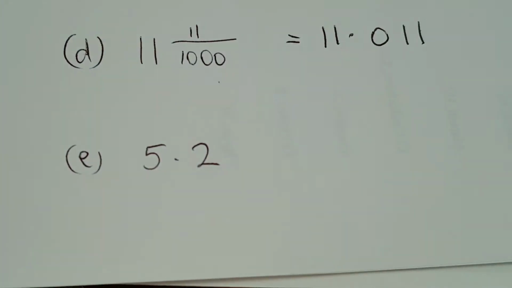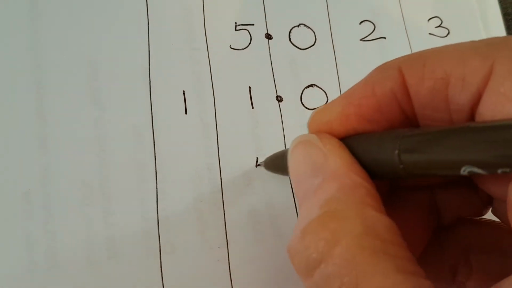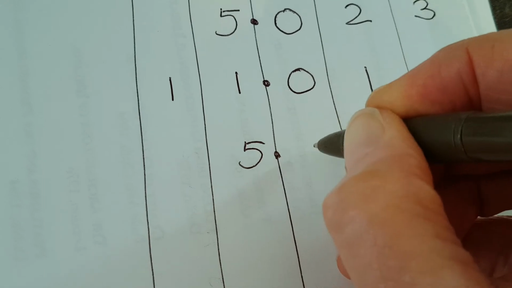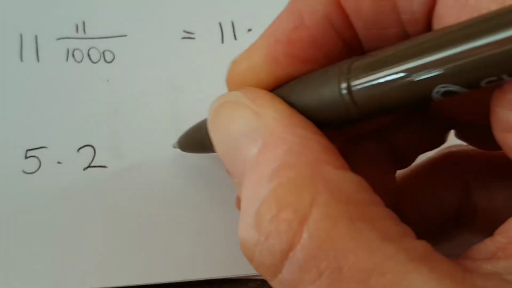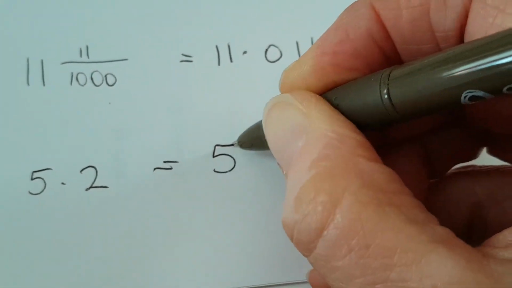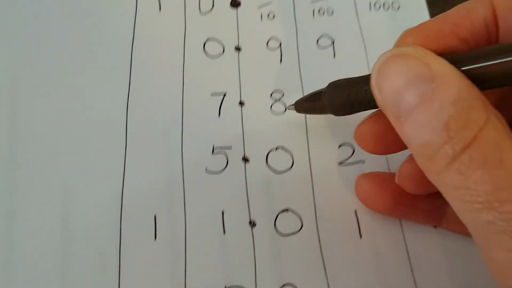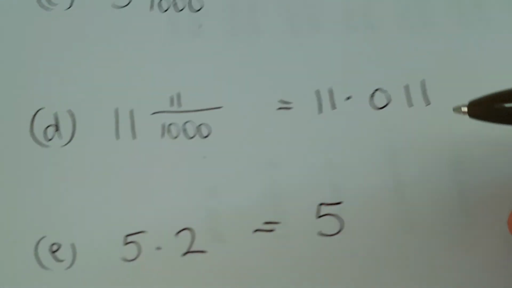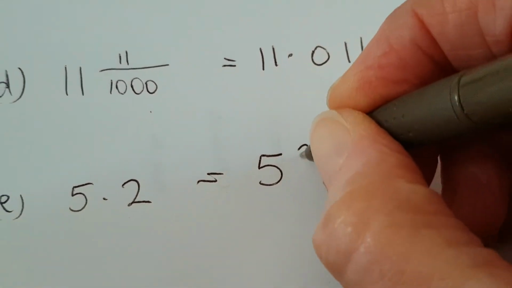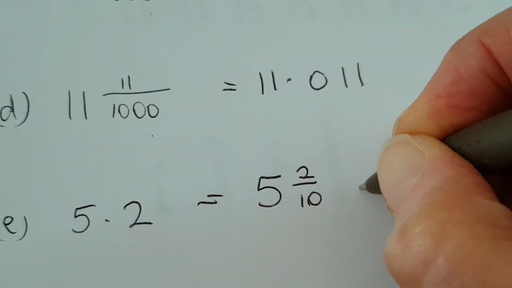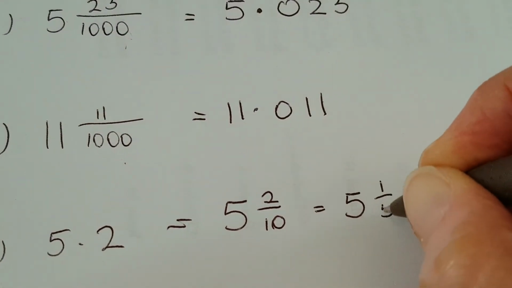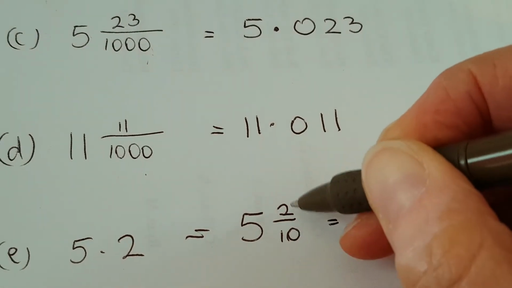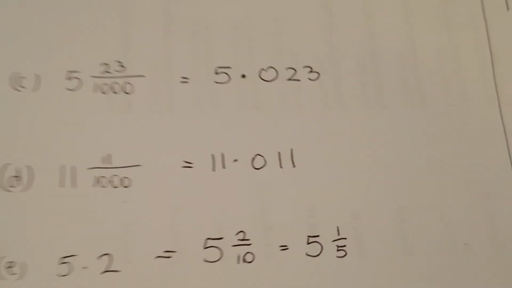And the last one, 5.2. So 5 belongs with my units. There's my decimal point. There's the 2. Okay, my units is a whole number. That part's not a fraction. And then looking at my 2, I can see that it's 2 tenths. And so if I want, I could simplify that, 2 tenths, is the same as 1 fifth, because I can divide the top and the bottom by 2. Is that okay?